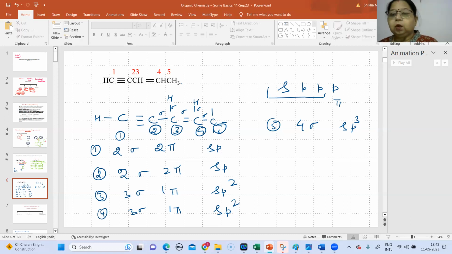So what is your doubt, Ritika? Okay, since Ritika is not able to respond, let me ask Shweta. Any doubts in this? Wait, ma'am, how is it sp2? Which one? For the fourth carbon, how is it sp2? Okay.